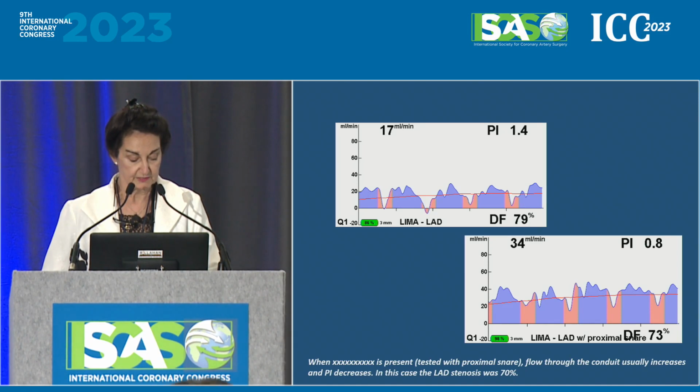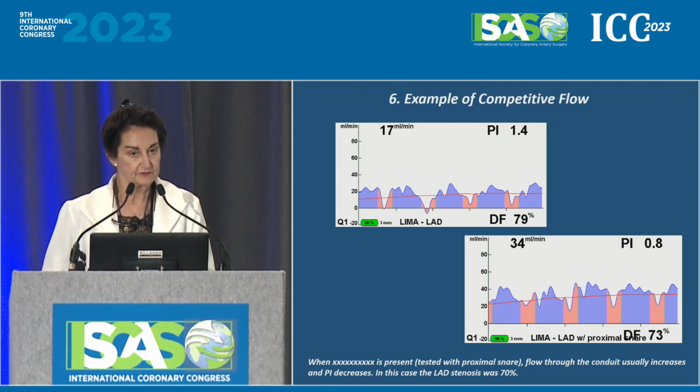So what have we got here? When XXX is present and tested with the proximal snare, the flow through the conduit usually increases and the PI decreases. And in this case, the LAD was only 70% stenosis. So what is this? This is an example of competitive flow.